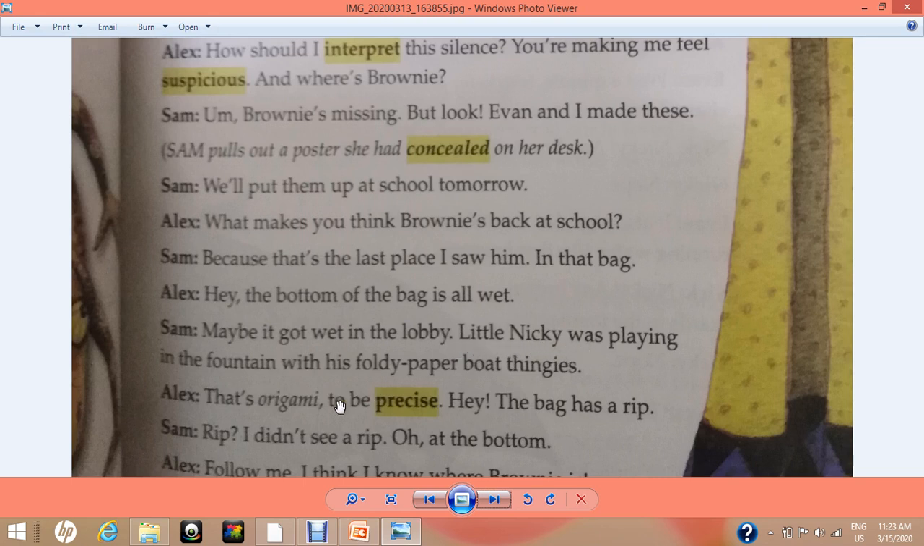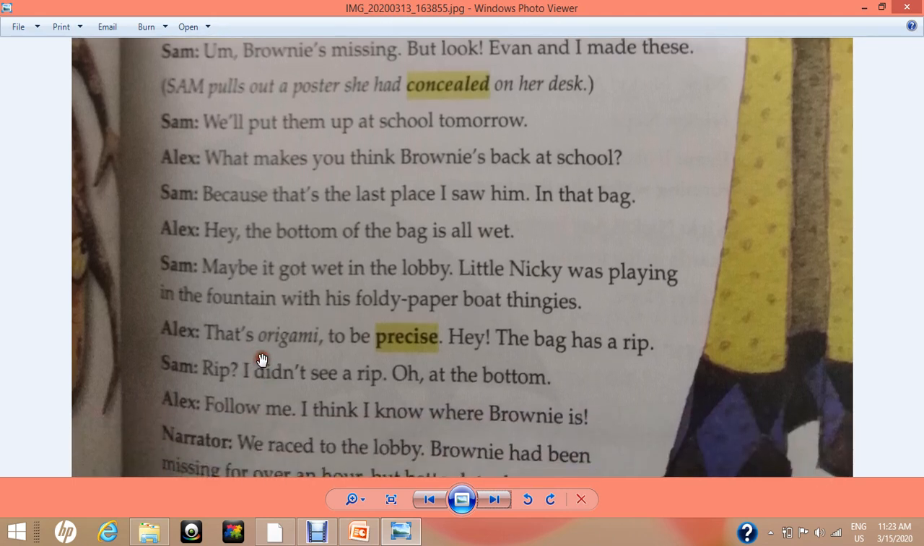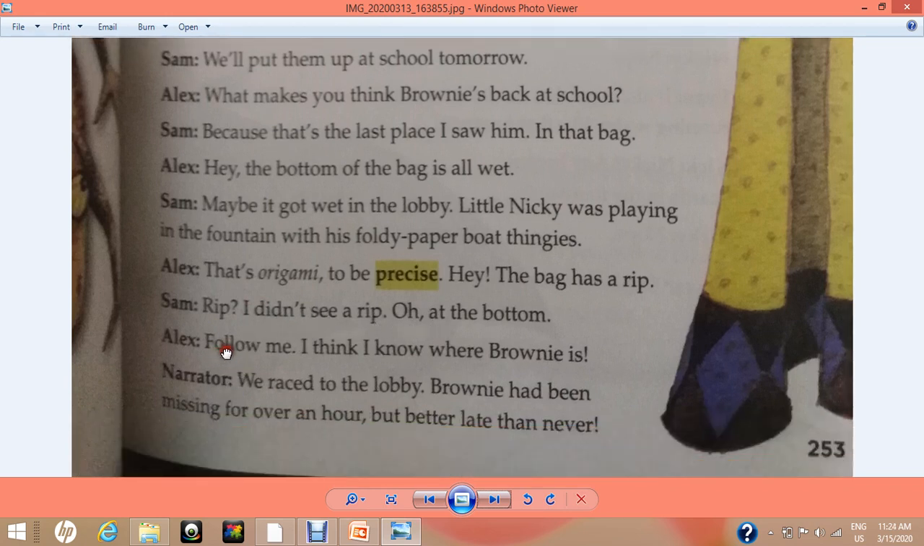Little Nicky was playing in the fountain with his foldy paper board thingies. Alex, that is origami, to be precise. Hey, the bag has a rip. Rip? I didn't see a rip. Oh, at the bottom. Alex, follow me. I think I know where Brownie is. Narrator, we raced to the lobby. Brownie had been missing for over an hour. But better late than never.